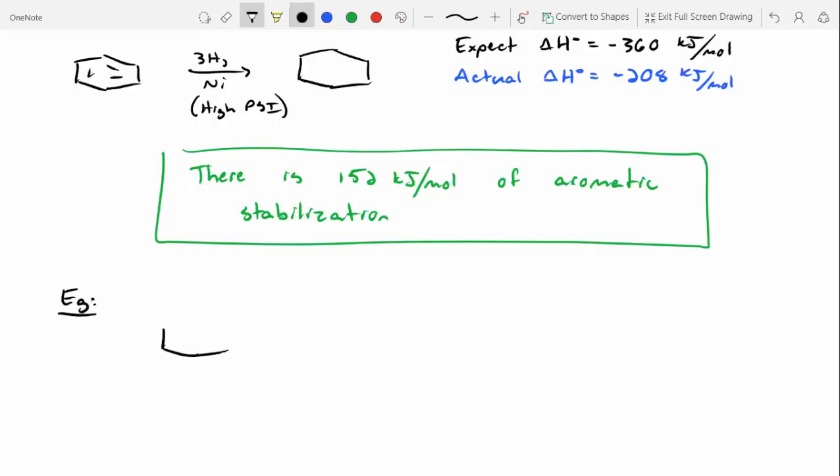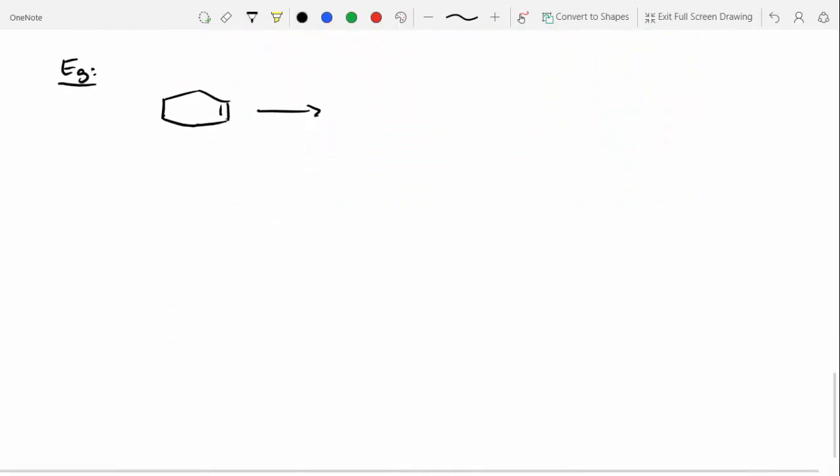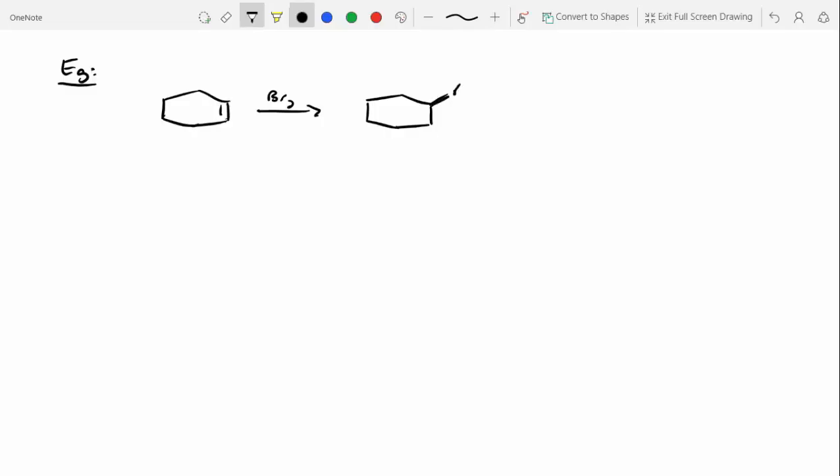we had alkenes do all sorts of addition chemistry. So we could take something like cyclohexene. We could react this with bromine. And what sort of product will we get? Will it be syn or anti? Anti. However, if you take benzene and you react it with Br2, you get no reaction. The double bonds in benzene don't behave like normal double bonds in an alkene system.